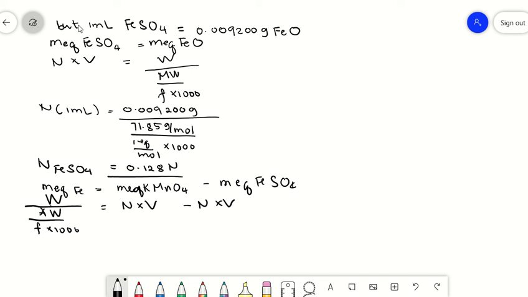So 1 ml of FeSO4, ferrous sulfate, is equivalent to this amount of ferric oxide. We can now determine from this analysis the normality of ferrous sulfate by simply using this formula: normality times a volume of 1 ml equals the weight of ferric oxide over the molecular weight. What would be the factor? Ferrous to ferric, and there is only one iron, so 1 equivalent per mole times 1,000. You have now this value of the normality of ferrous sulfate. We can now substitute this value.